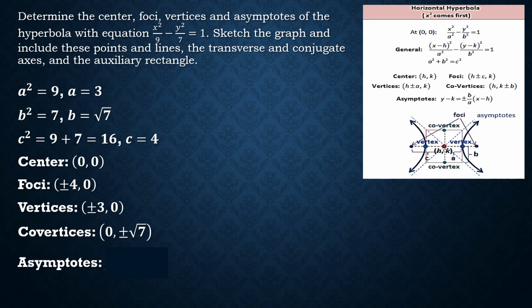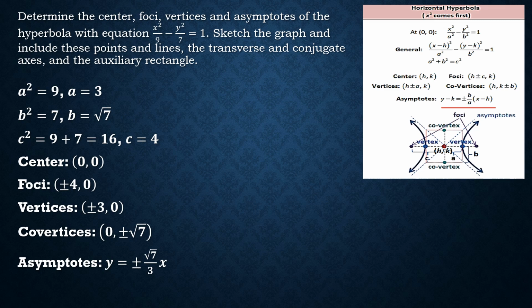For the asymptotes, let's just substitute the values here in our formula. So we have the asymptotes y equals positive negative square root of 7 over 3 x.